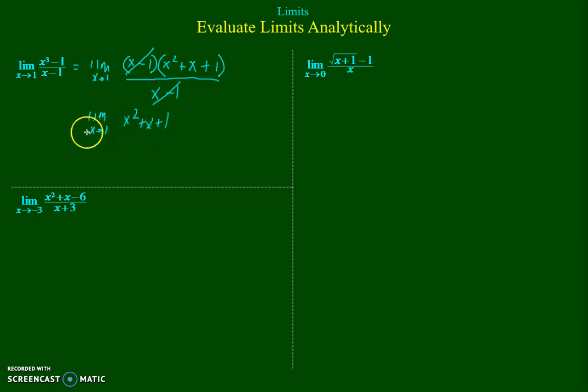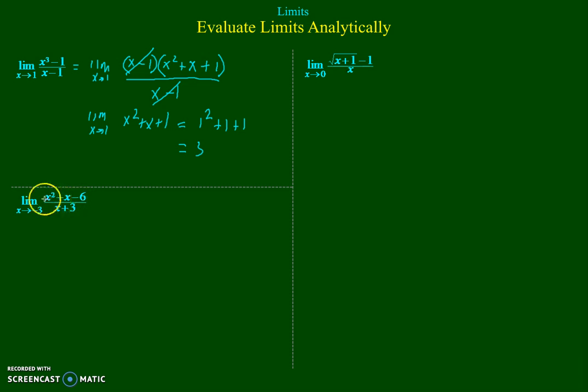Now directly substituting the 1 for x in here, we get 1 squared plus 1 plus 1, which is 1 plus 1 plus 1, which is, of course, 3. All right, let's go down to this one. Here we have a similar problem. We have an x plus 3 in the denominator. If we put a negative 3 in here, the denominator becomes 0.